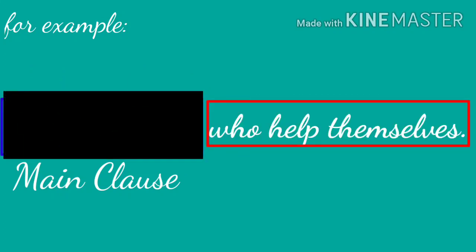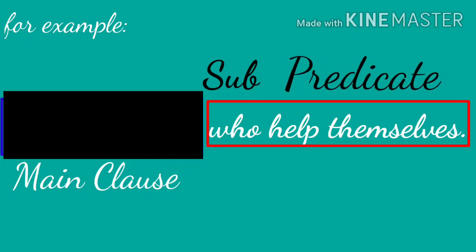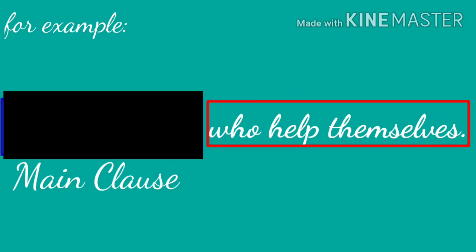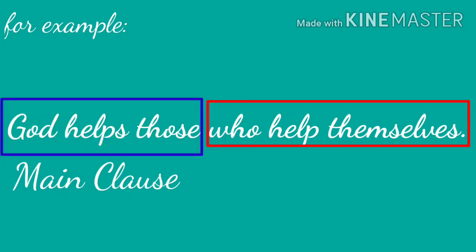Now the second clause, who help themselves. All right, if you look at this clause, it too has a subject who, help themselves the predicate, and the verb help. So it has a subject as well as a predicate which includes the verb. But if we separate it as a separate sentence, it doesn't make a complete sense. It doesn't give complete sense. Who help themselves? What are we talking about, isn't it? So in order to complete the sense, we need the help of the main clause.